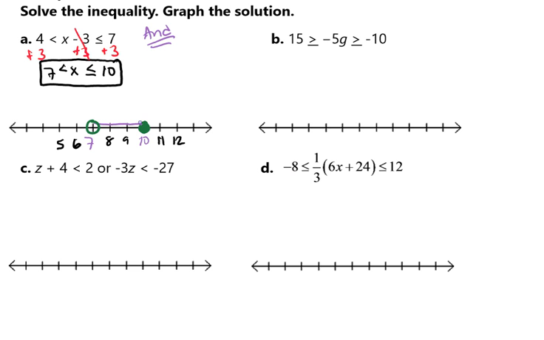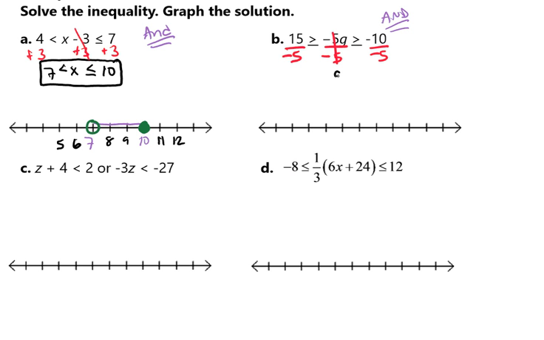So here on part B, we have 15 is greater than or equal to negative 5g is greater than or equal to negative 10. We're trying to get the g by itself. So you need to ask yourself, what is the negative 5 doing to the g in this AND compound inequality? That's right, it's multiplying. So what's the inverse of multiplying? Dividing. So dividing to 1 is dividing to all, just like adding to 1 is adding to all. You got to do it to everything. So we're going to divide the middle by negative 5, but then we have to do it to both wings.